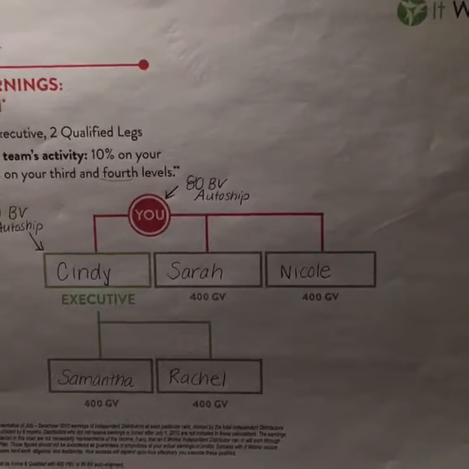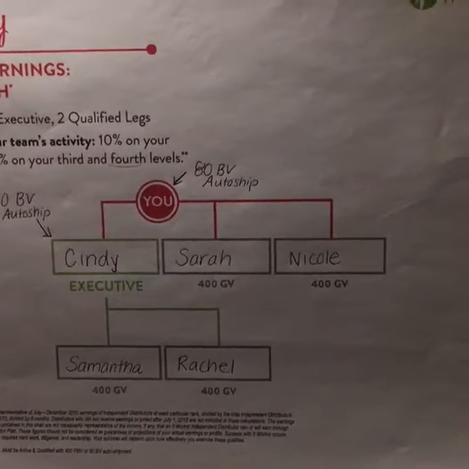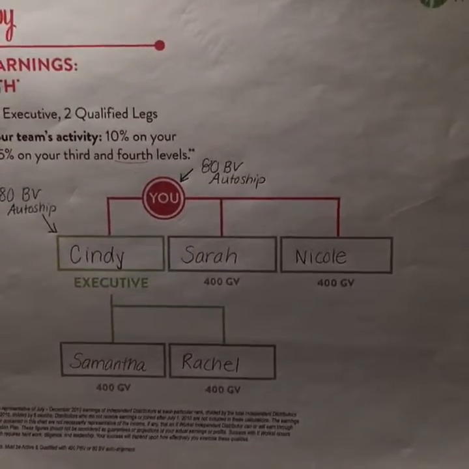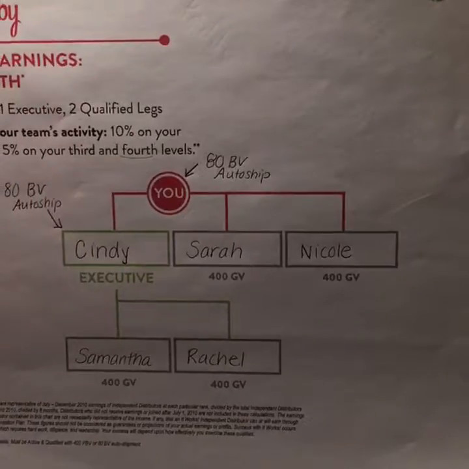Volume comes in through your personal order, your auto ship. It could be a personal order that you place. It could be an order of a distributor under you or a loyal customer that you place.